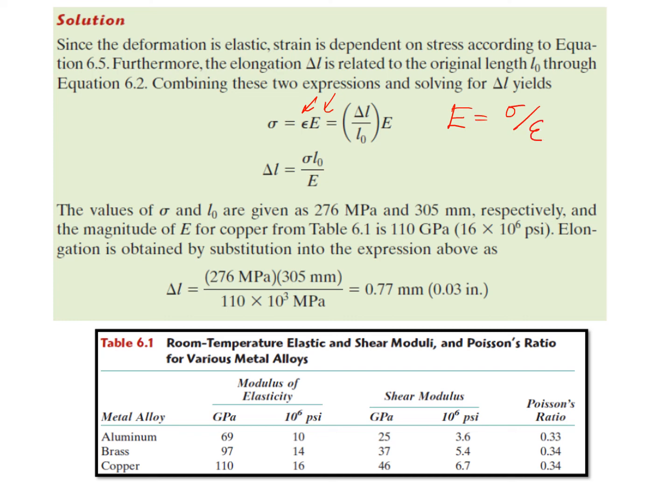You can substitute here the change of the strain into this formula, rearrange the formula, and substitute the values of 276 megapascal and 305 millimeters respectively. You can get the value of the modulus of copper from the table that we were given earlier. Then substitute all the values and solve the question: 276 megapascal times 305 millimeters divided by the modulus. Then you will obtain the change of length of 0.77 millimeter.